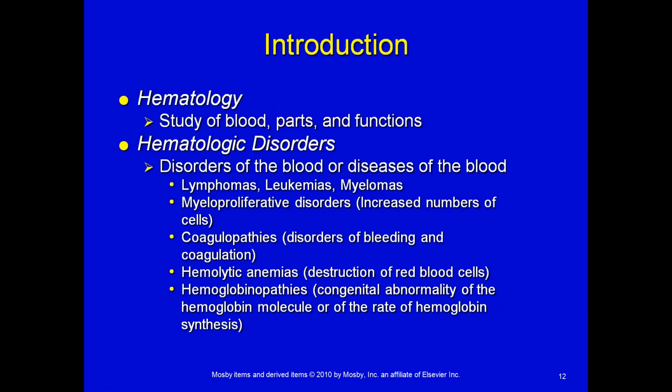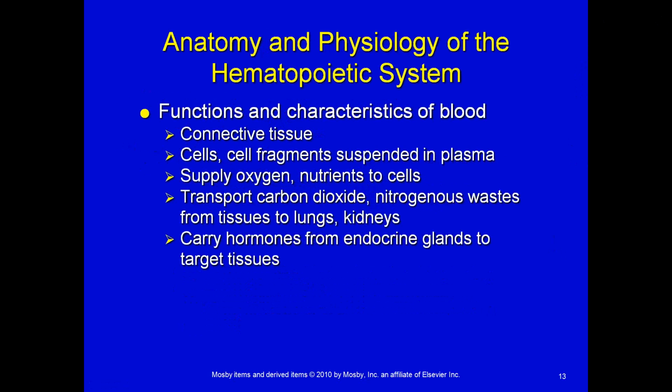Hemoglobinopathies are congenital abnormalities of the hemoglobin molecule or the rate of hemoglobin synthesis. Hemoglobinopathies include things like sickle cell. So the anatomy and physiology of the hematopoietic system. We'll talk about the functions and characteristics of blood.